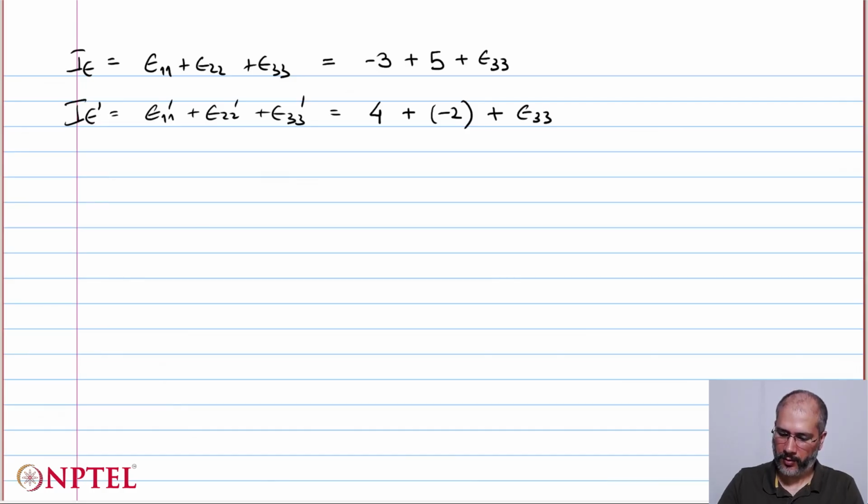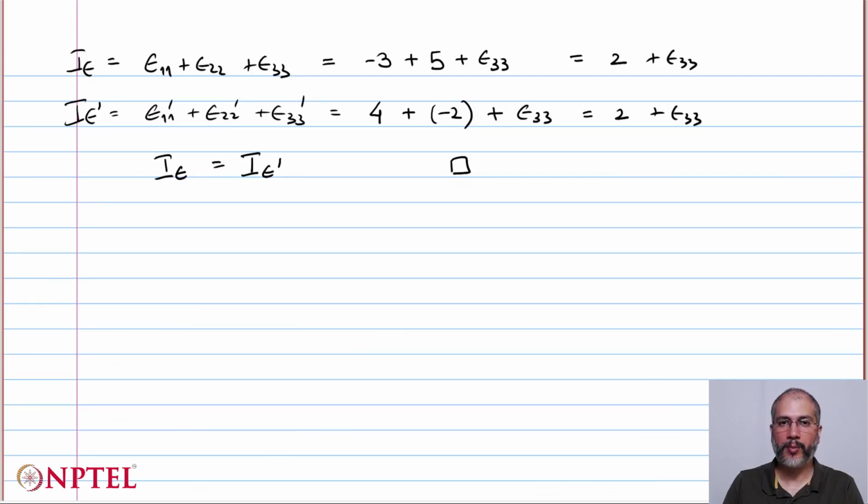So the first one becomes 5 minus 3, which is 2, and the second one is 4 minus 2, which is also 2, and there's an epsilon 3 3 added to both. So we can see that the first invariant of epsilon is indeed equal to the first invariant of epsilon prime, so that completes the solution.